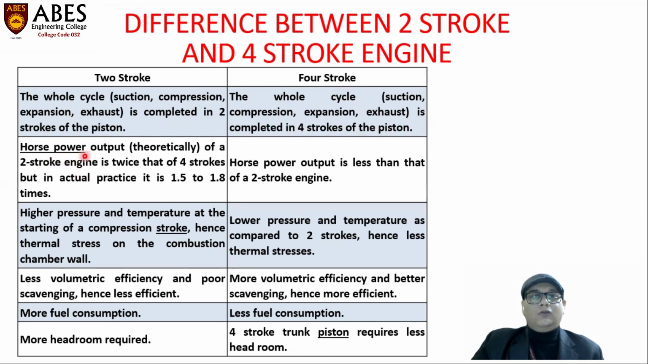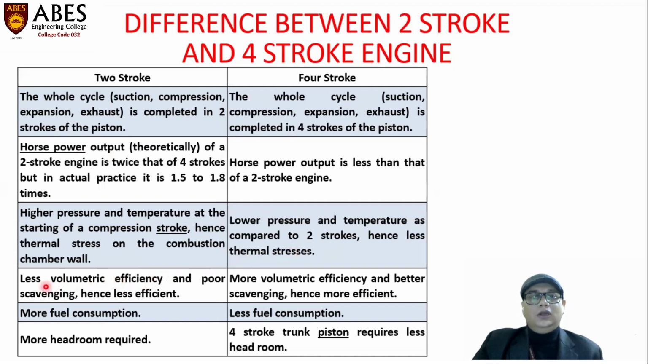In two-stroke, horsepower output of a two-stroke engine is twice that of four-stroke, but in actual practice, it is 1.5 to 1.8 times. In four-stroke, horsepower output is less than the two-stroke engine. In a two-stroke engine, there is high pressure and temperature at the starting of compression stroke, hence thermal stress on the combustion chamber wall. In four-stroke, there is lower pressure and temperature as compared to two-stroke, hence less thermal stresses.